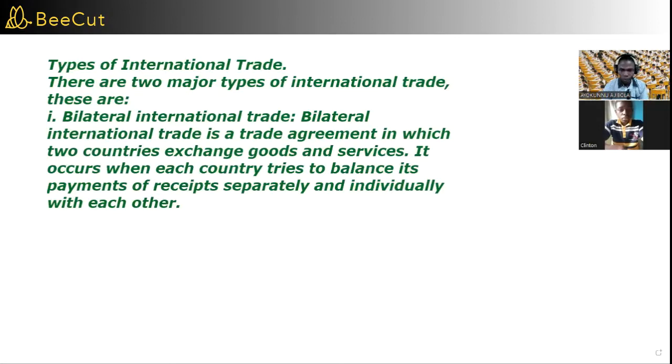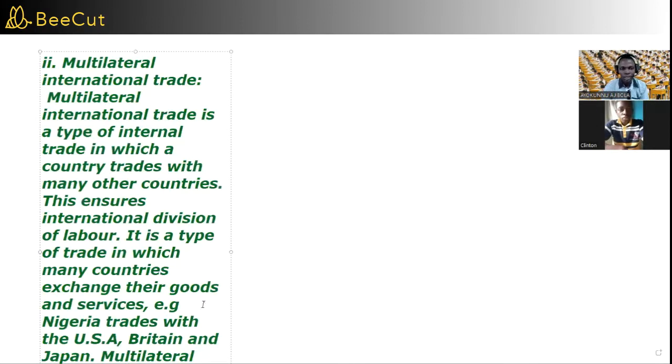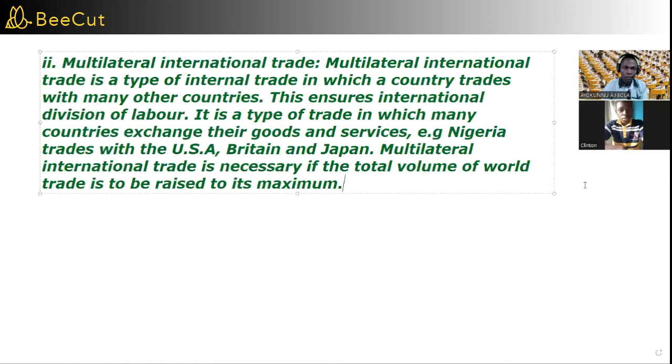Multilateral international trade is a type of international trade in which a country trades with many other countries. So if it is between just two countries, we call that what? Bilateral international trade. But if it is a country that trades with many others, we call this multilateral international trade. This ensures international division of labor. It's a type of trade in which many countries exchange their goods and services, e.g. Nigeria trades with USA, with Britain, and with Japan.